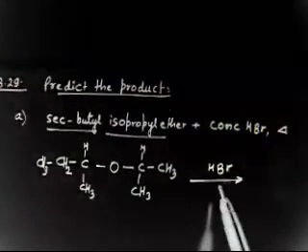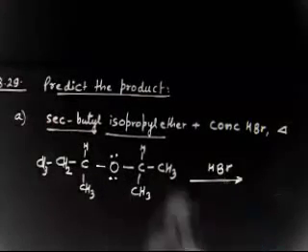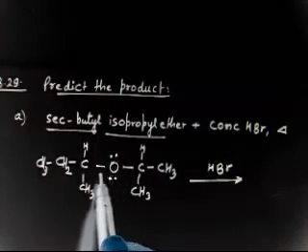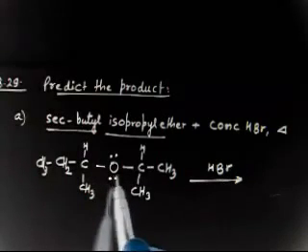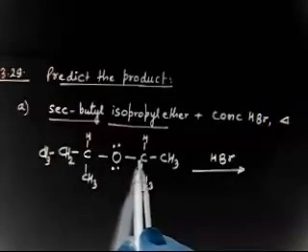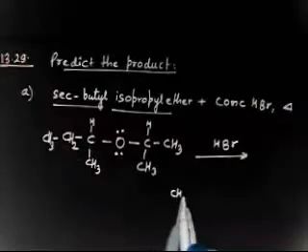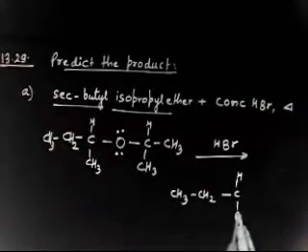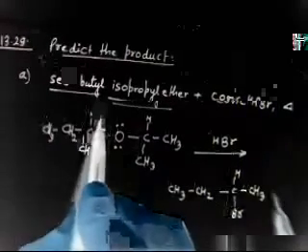This is the ether, and this ether is cleaved by HBr. So what will happen? H plus will go here, and this bond will break. Either this side you can break, or you have the other option, you can break this side. So any one you can do. If you break this side, Br will attack here, or if you break from the other side, you will have Br here. So let me break from this side first. So I will have CH3, CH2, CH, and Br will be here, and CH3. So I have basically broken this bond.